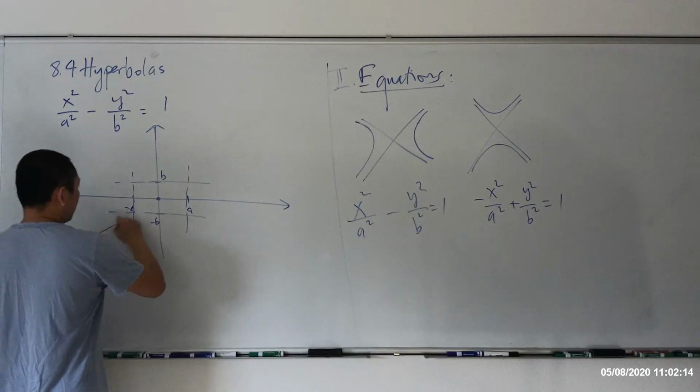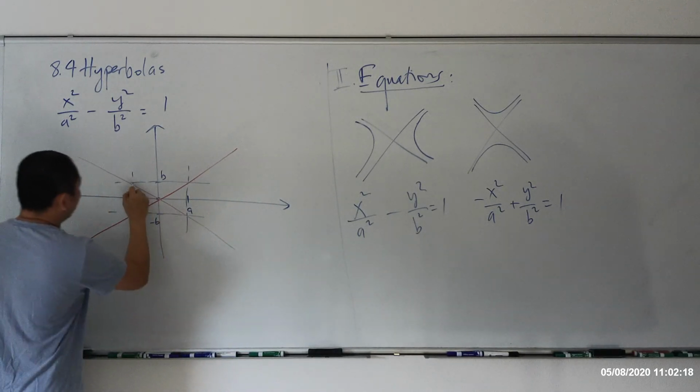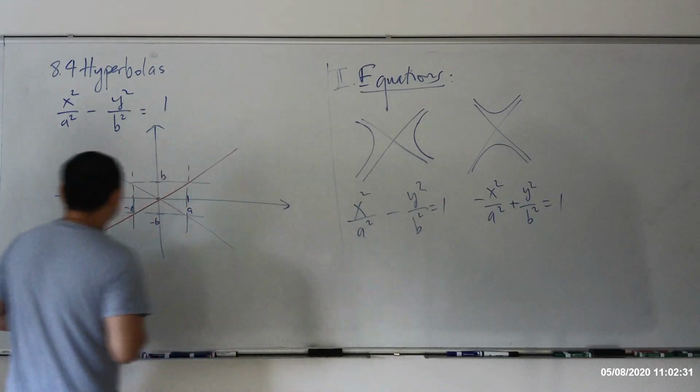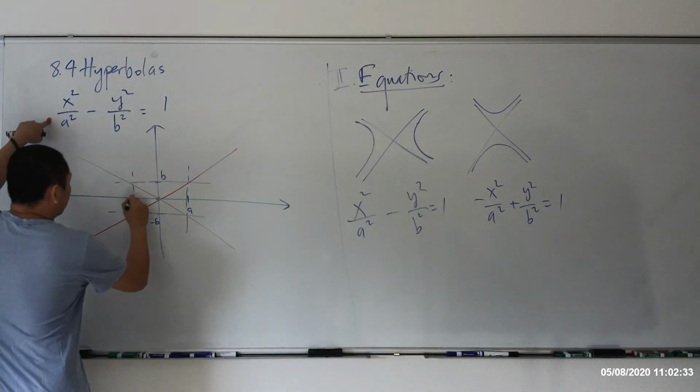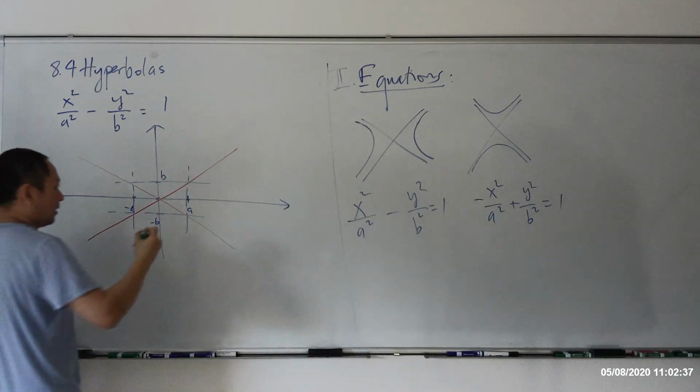Now, I'm going to draw the two diagonals of the rectangle. And guess what? The two red diagonals will serve as the two asymptotes for the hyperbola. Okay? Let's use green color. And since this is real for x, the two real vertices are going to be on a and negative a. And the graph will be like this.